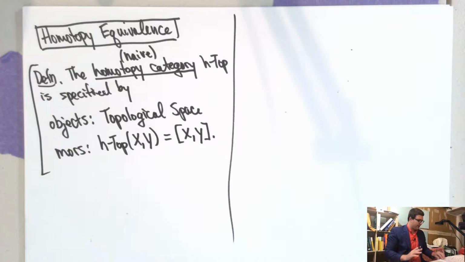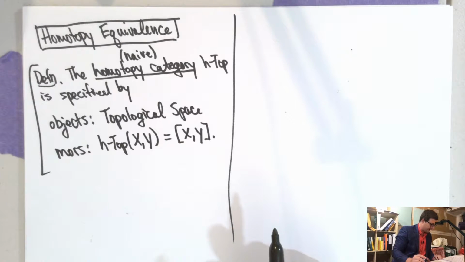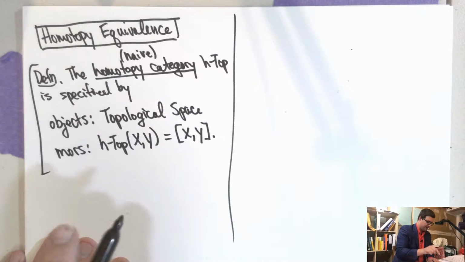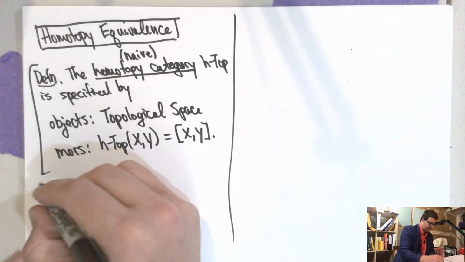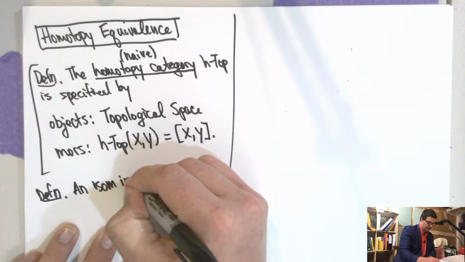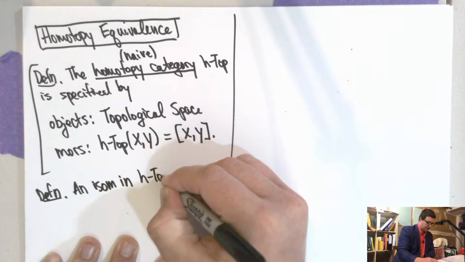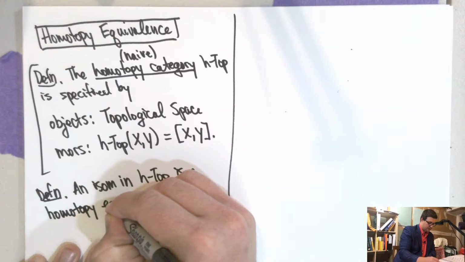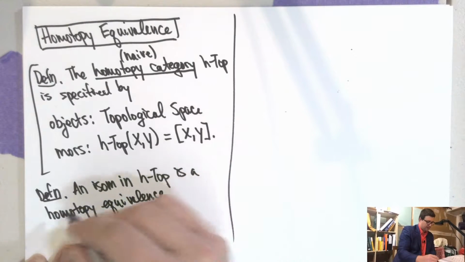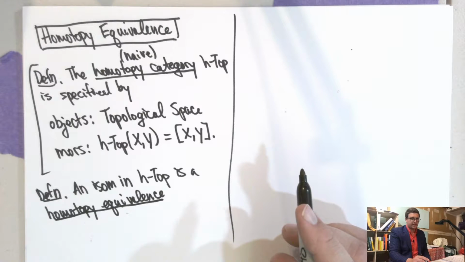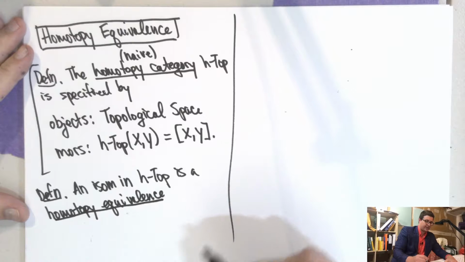So now I said I was going to define homotopy equivalence. There's a theorem that we need to prove, that this is actually a category. There's some stuff that we need to deal with. But let's give a definition. An isomorphism in H top is a homotopy equivalence. That's one way of saying it. Well, let's say two isomorphic objects are homotopy equivalent. That's probably a better way of saying it, because I'm going to try to make some choices in a second.